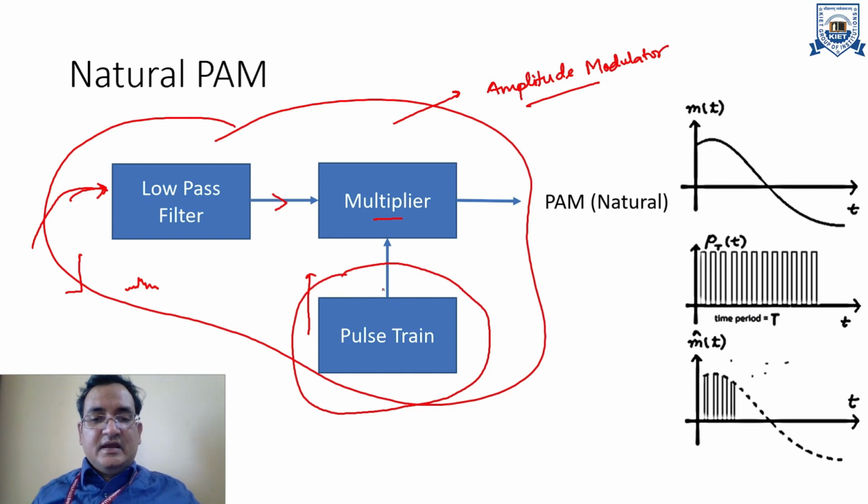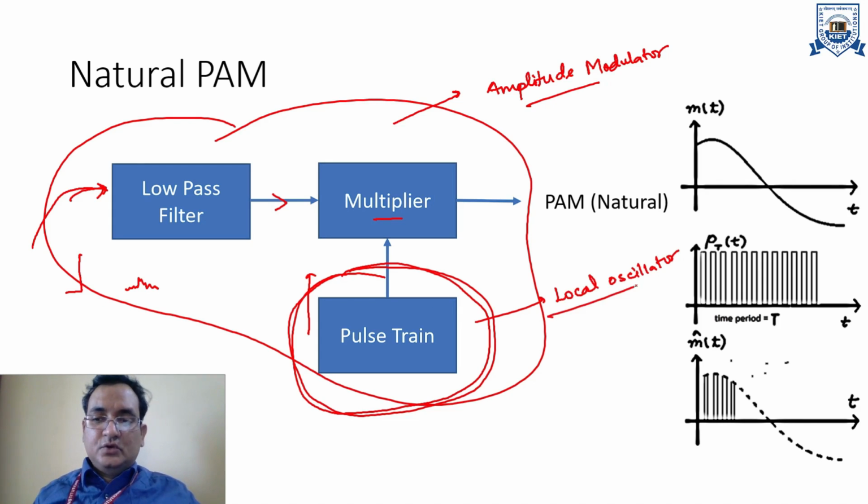You can clearly see that where this pulse train is situated, there was a local oscillator which was generating carrier frequencies. So in place of the local oscillator generating the carrier signal, in this pulse amplitude modulation we are using a pulse train in place of the carrier. By applying these two signals at the multiplier inputs, you will get your natural PAM.